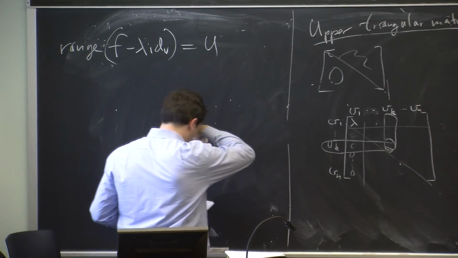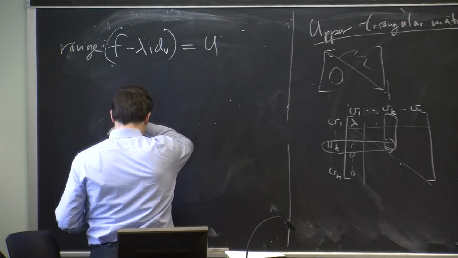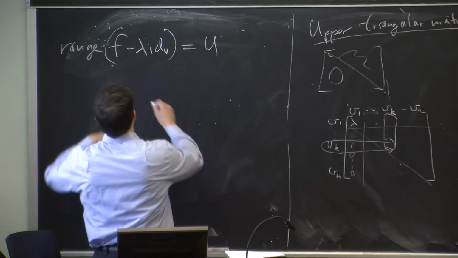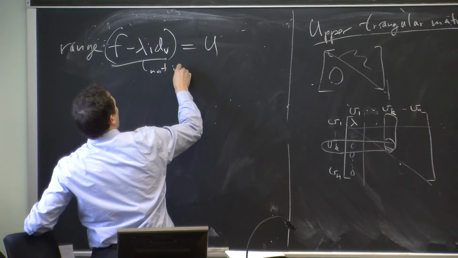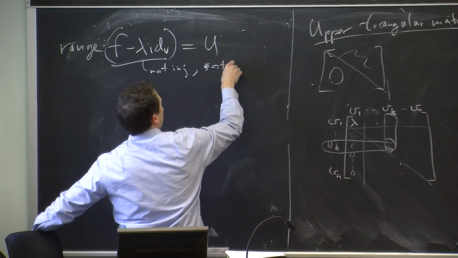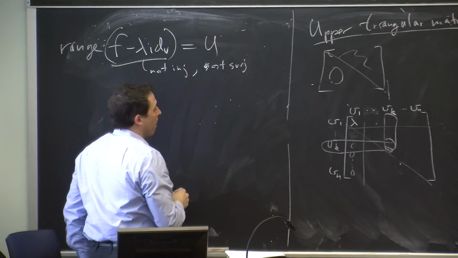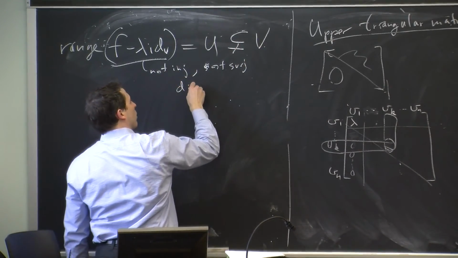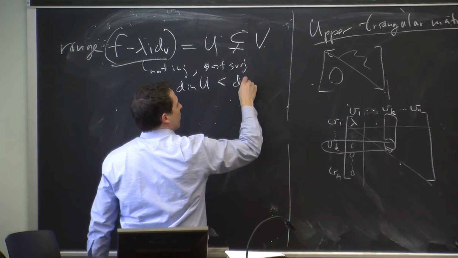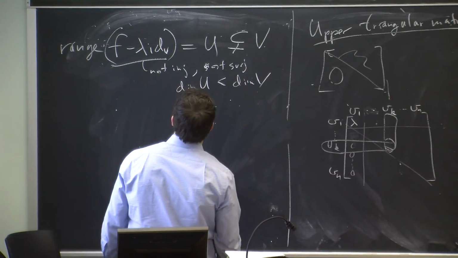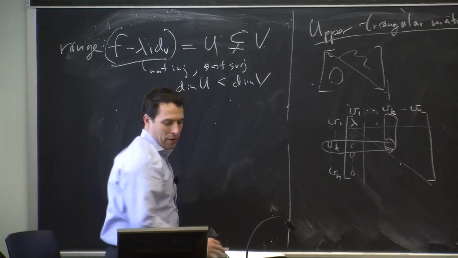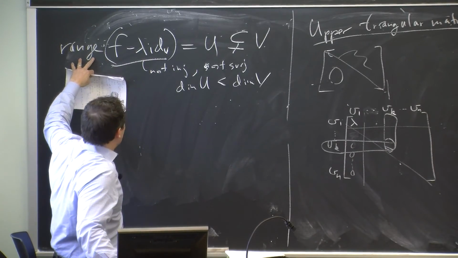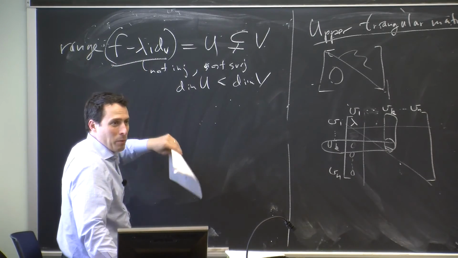So F minus lambda has a null space, and so it's not injective. Since it's an endomorphism, this map is also not surjective. And that means that U is a proper subspace of V. The dimension of U, the dimension of the range, is less than the dimension of V. But when we first talked about invariant subspaces, we argued that given any linear map, the range of that map is invariant. That's one of those subspaces which is always invariant.